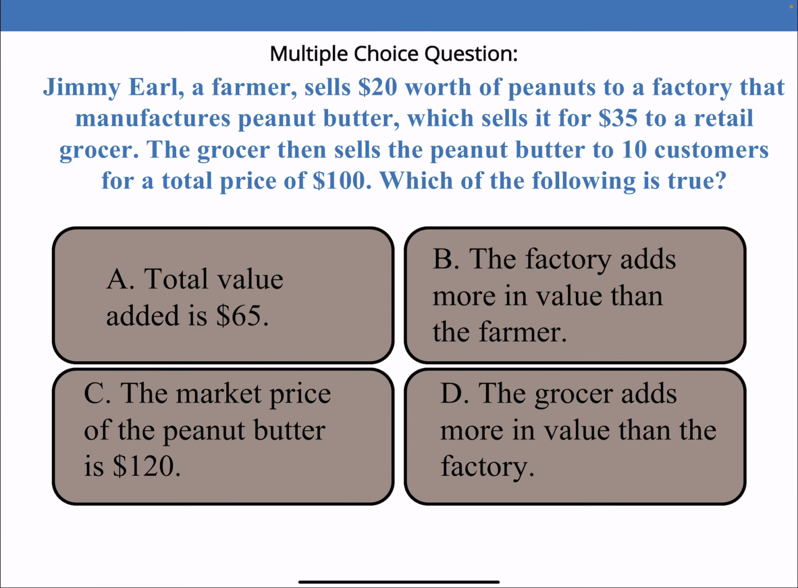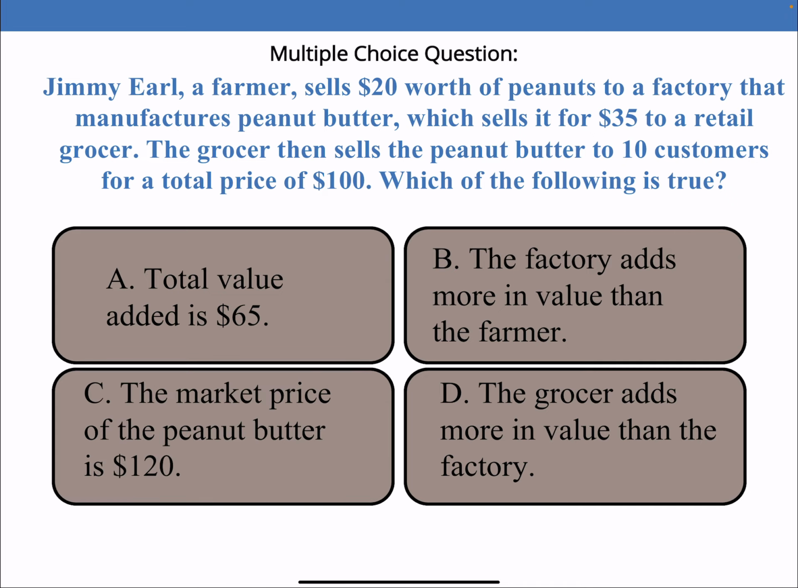So let's test out what we've done so far. Jimmy, a farmer, sells 20 worth of peanuts to a factory that manufactures peanut butter, which it sells for 35 to a retail grocer. The grocer then sells the peanut butter to 10 customers for a total price of $100. Which of the following is true? See, I'm not just asking total value.